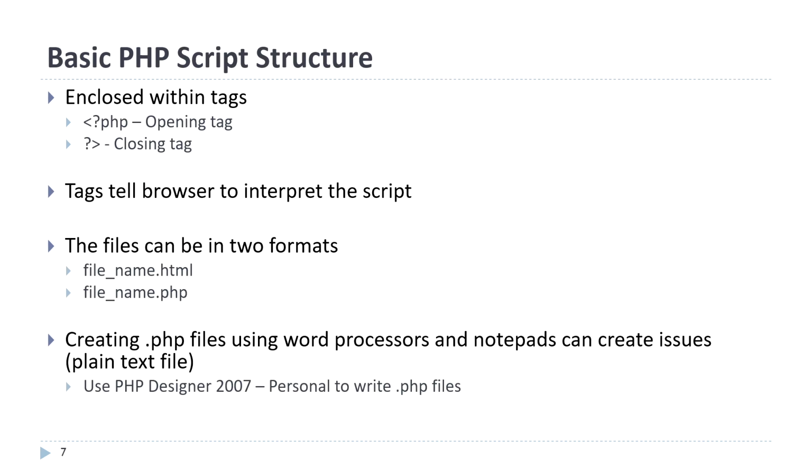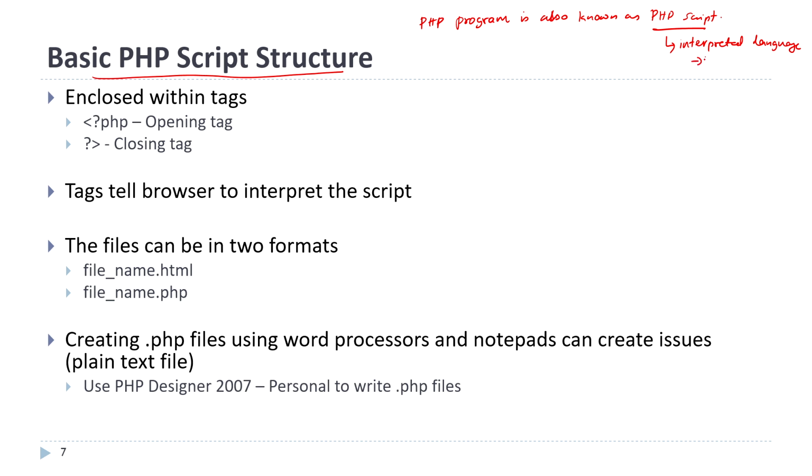So, what is the basic scripting structure, or how is the basic PHP program? A PHP program is also known as a PHP script. We are telling it as a PHP script. The reason why we call it a script is because it is an interpreted language, with line by line execution. Just like a movie script, you go line by line. That is why it is called a PHP script.